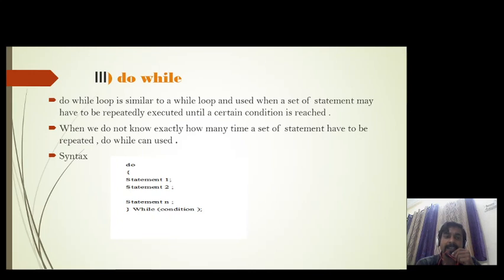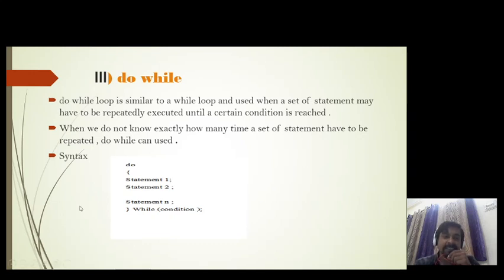Similarly, we can look at the do while loop. The do while loop is similar to a while loop and is used when a set of statements may have to be executed repeatedly until a certain condition is reached. When we have no idea exactly how many times the set of statements has to be repeated, then we go for the do while statement.